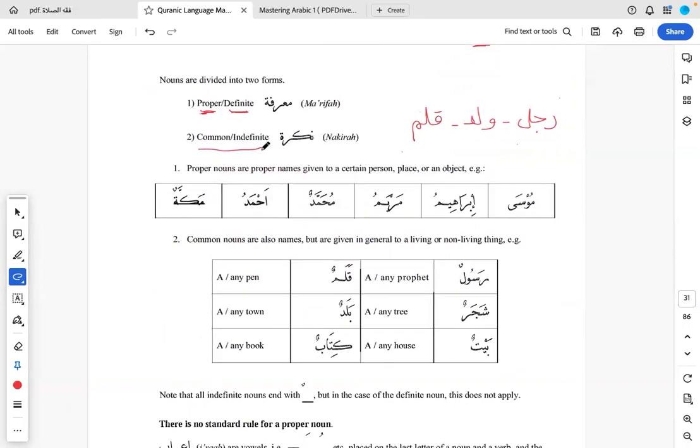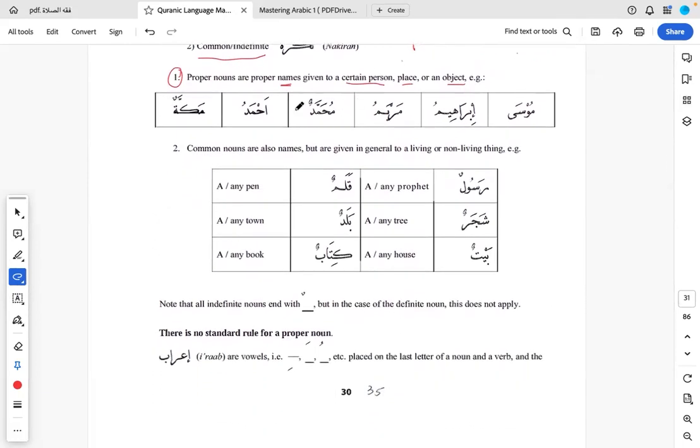some examples here. So, proper nouns are proper names given to a certain person, place, or an object, as we have said. So, Musa, Ibrahim, Maryam, Muhammad, Ahmad, Mecca. All these are names. Musa, a name of a man. Ibrahim, a name of a man. Maryam is a name of a woman. Muhammad is a name of a man. Ahmad, name of a man. And Mecca could be the city Mecca, or sometimes is used as a name for girls as well.